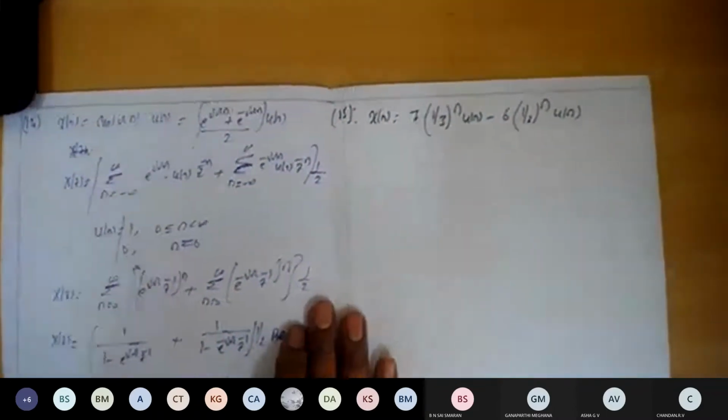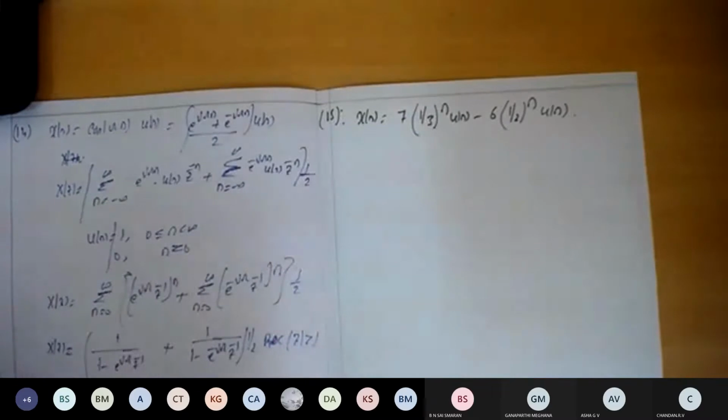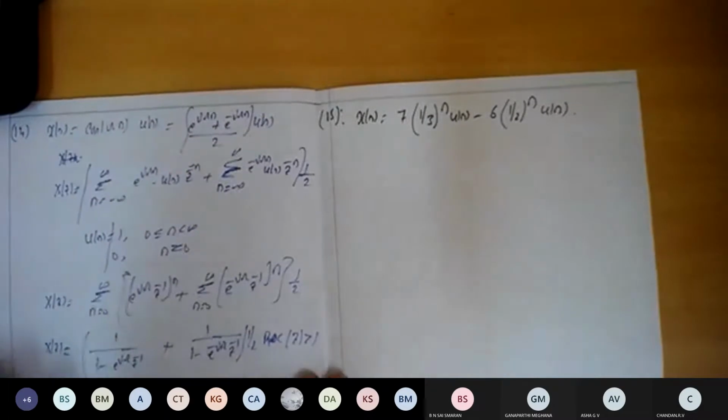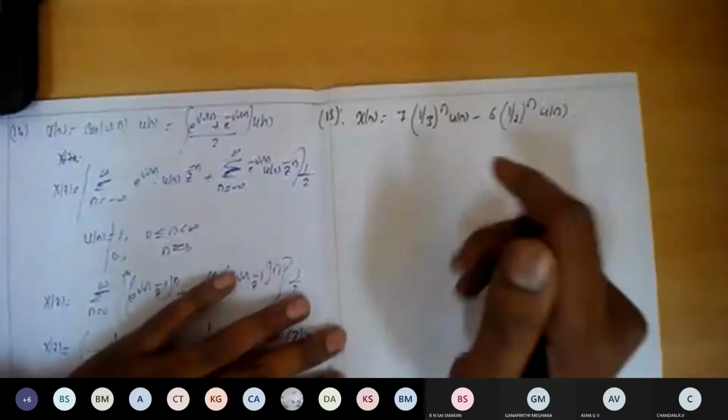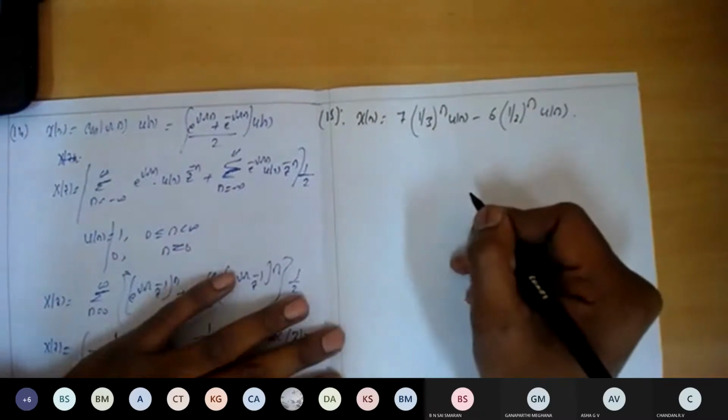So take this one. x of n is equal to 7 into 1 by 3 to the power of n into u of n minus 1 by 2 to the power of n into u of n. For this one, we need to find out the Z transform.